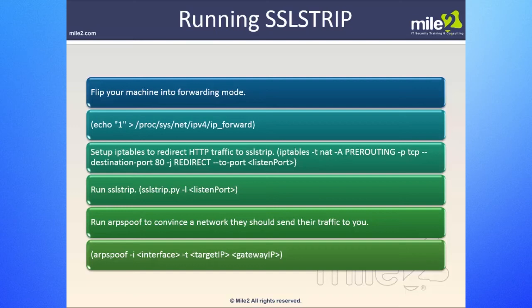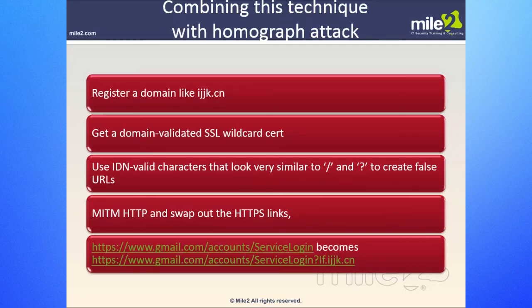Now, what you can do is combine techniques with a homograph attack. Here, you register a domain, whatever you want, get a domain-validated SSL wildcard certificate, and use IDN-valid characters that look very similar to the slash and the question mark, and then create false URLs. And here we have man-in-the-middle HTTP and swap out the HTTP links. Again, it's one of those cool things that we can do.